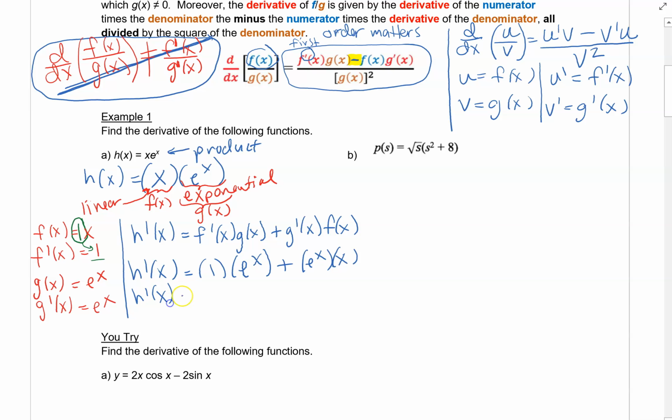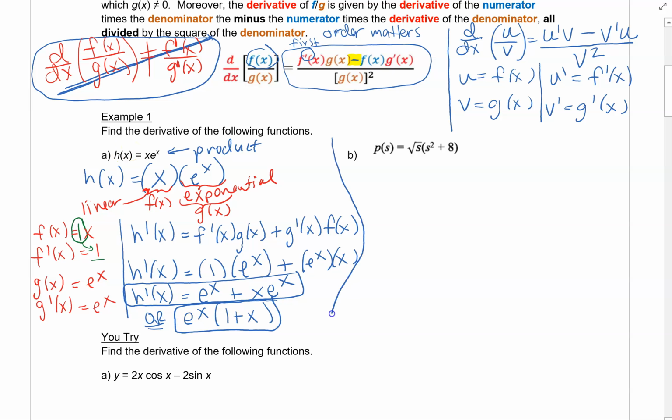So then h prime of x is equal to e to the x plus x times e to the x. Or you could write that as e to the x times 1 plus x. Either way. E to the x plus x, e to the x, or e to the x times 1 plus x. And that would be our full derivative of this function.